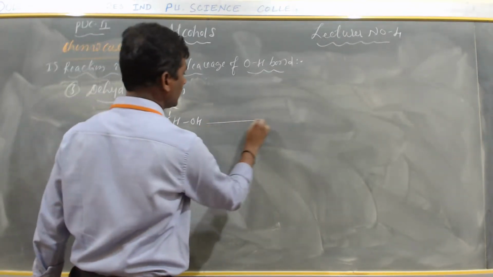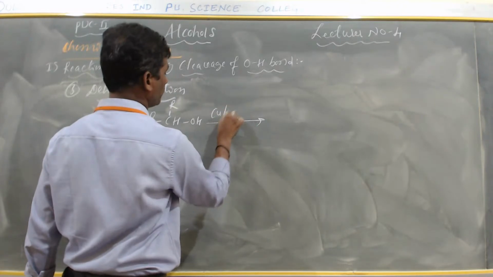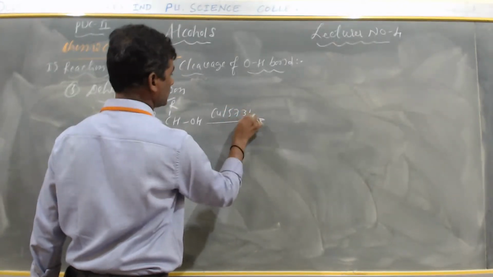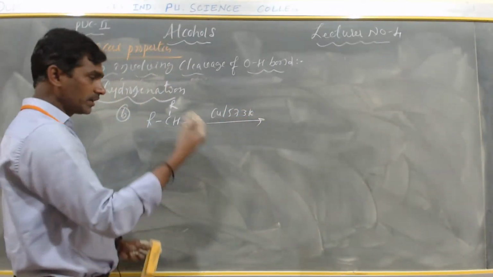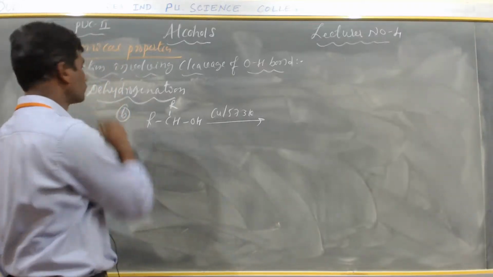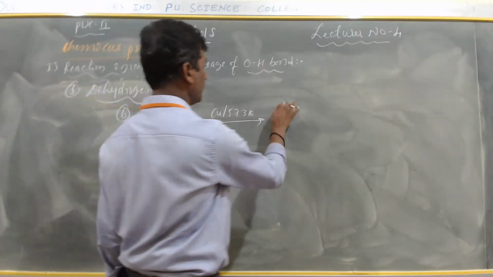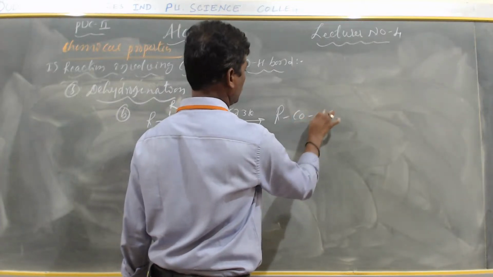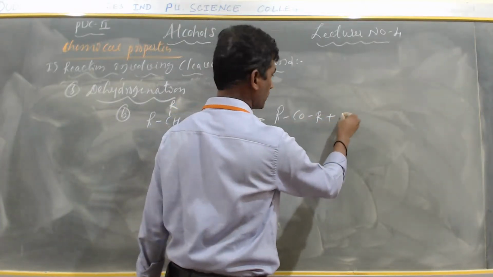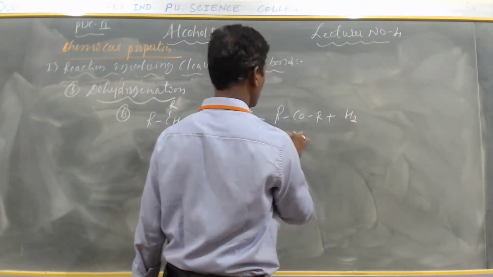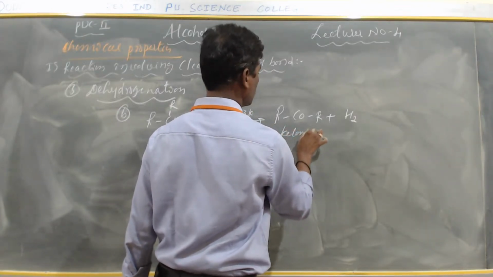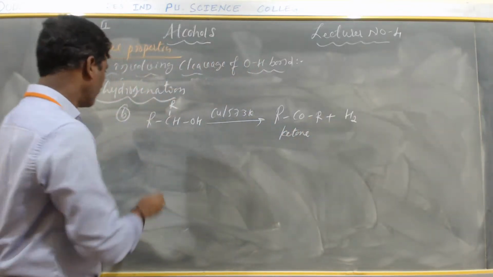This secondary alcohol is heated with copper at 573 Kelvin. So it undergoes dehydrogenation. Dehydrogenation means removal of H2. So it gives RCOR plus H2. This is called ketone.